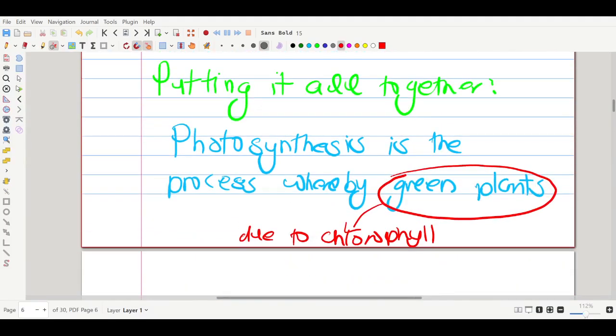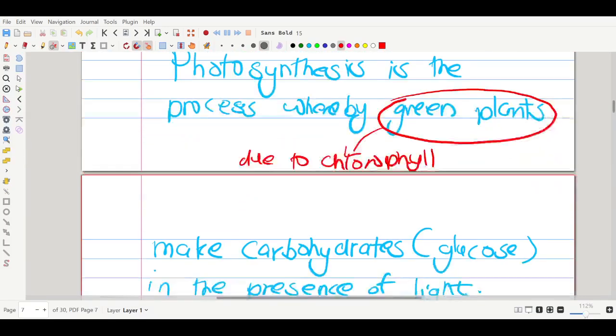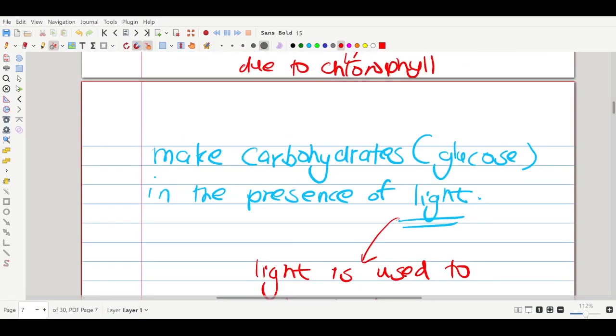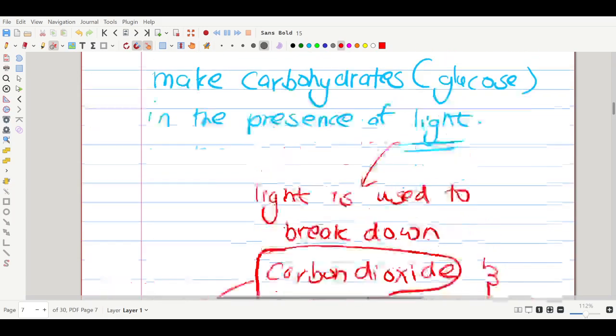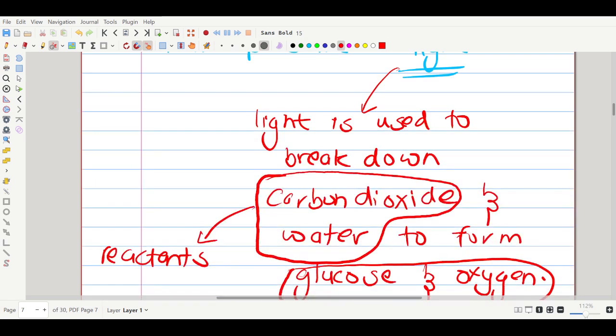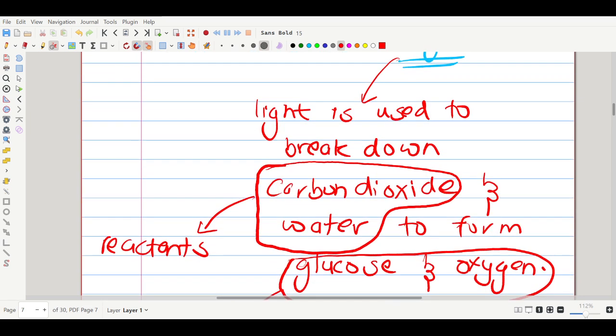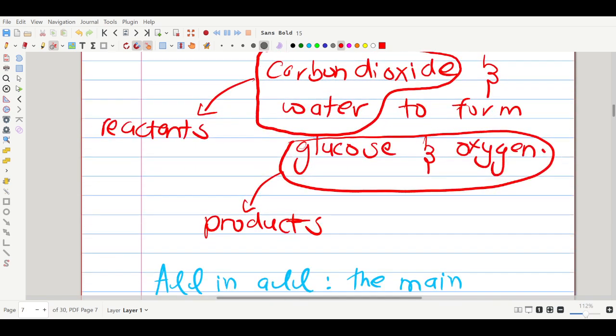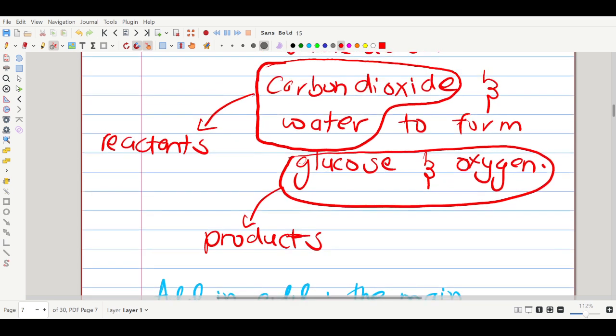So all in all, photo means light, synthesis means to make. Plants make their own food using light. The food here is called carbohydrates. Another name for carbohydrates is sugar. So plants make their own food, in brackets glucose, in the presence of light. Light is used to break down carbon dioxide and water to form glucose and oxygen. Glucose is the main product. Oxygen is a byproduct. Carbon dioxide and water are reactants.